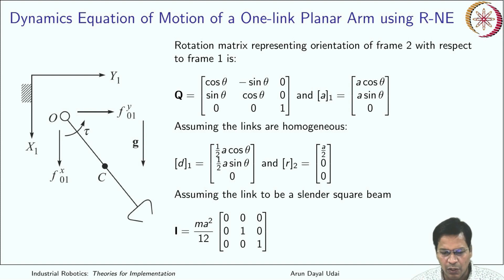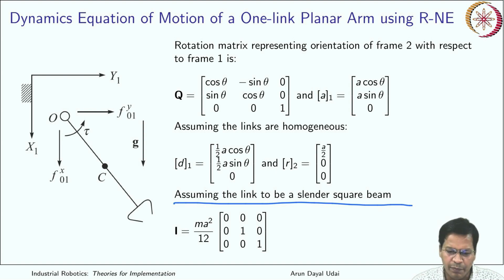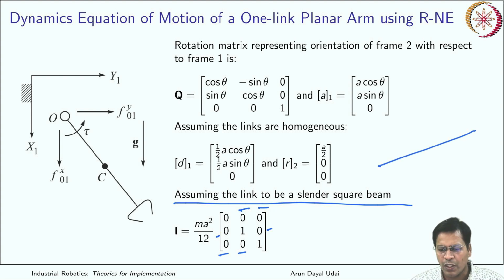Assuming this link to be a slender square beam, exactly a very thin beam, the product moment of inertia will be absent. You will only see the moment of inertia of this link along its y-axis and z-axis, about x. The link x-axis lies along this. Because it is slender, there is no moment of inertia along that. Got it? So it will only have moments of inertia orthogonal to this, along these two directions. This is y and this is z. And that is given by m a squared by 12.